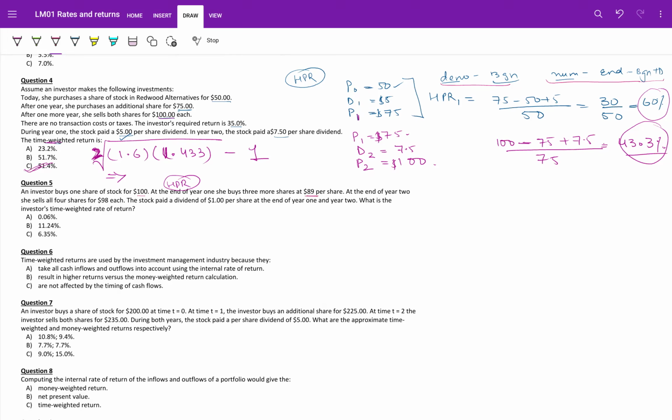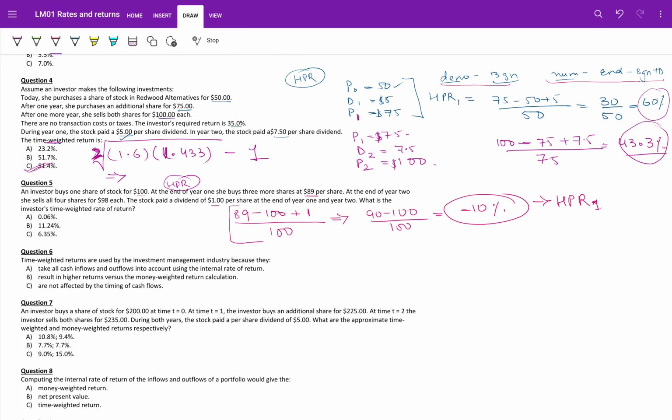So the ending value is 89, the beginning value is 100, and the stock paid a dividend of $1 at the end of 1 year. So there is going to be a dividend of $1, and we started from $100. So this is going to give me 90 minus 10, 100 upon 100. This is minus 10%. This is the holding period return 1, HPR 1.